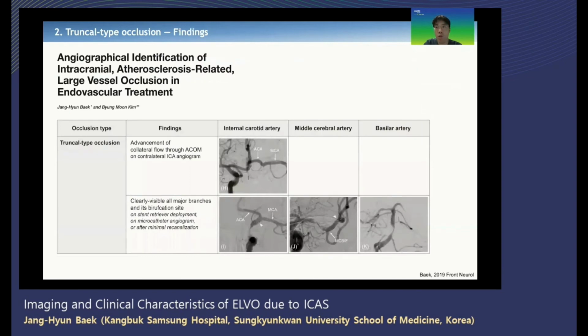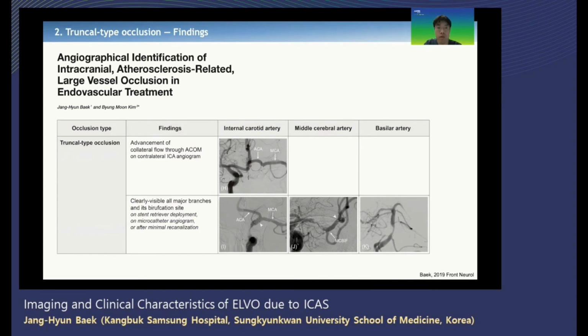Before I show you the demonstration of the hypothesis, let's discuss how to define the truncal type occlusion. The essential point in determining truncal type occlusion is to verify the intact branching site. In this example, internal carotid artery bifurcation site is saved, so contralateral flow was passed through the ventral communicating artery. This means that the occlusion is located below the bifurcation site.